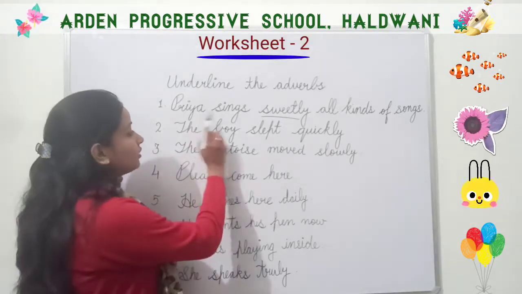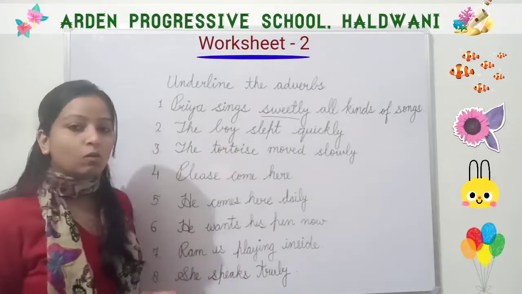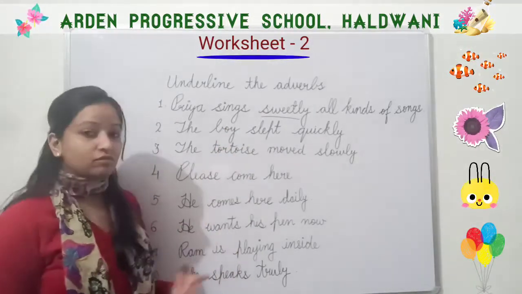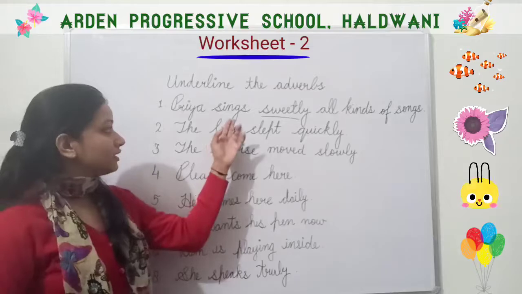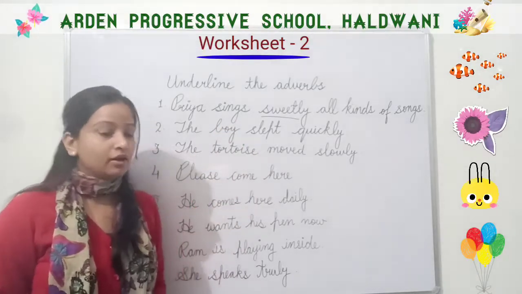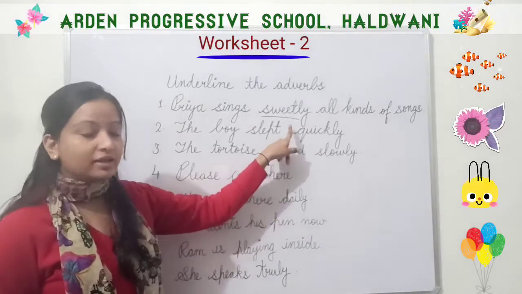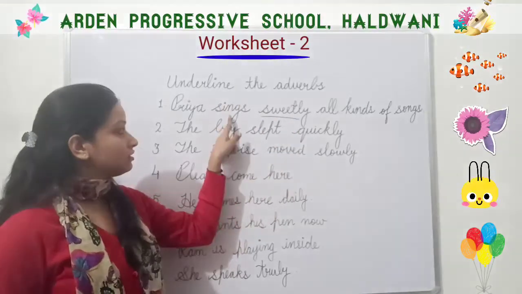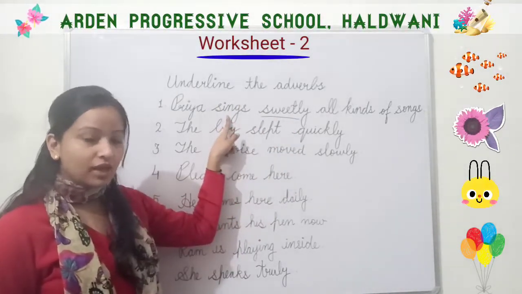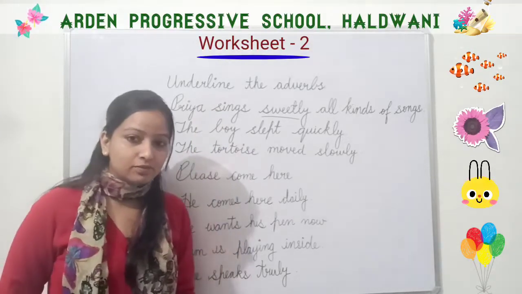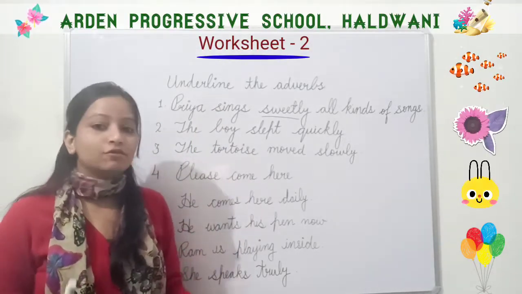So here the word sings is a verb. Action words are called verbs. So sings is a verb. And this word sweetly is giving extra information about this verb sings. So we know that adverbs modify the verbs.